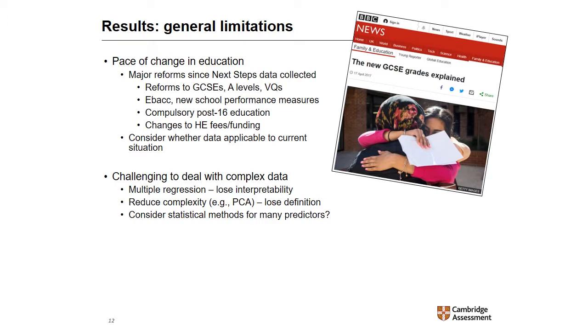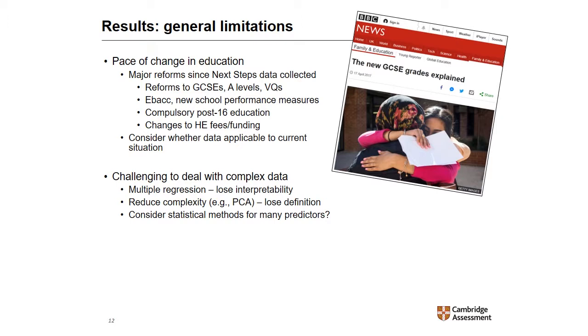Some people try and reduce the complexity by calculating an index or using something like principal components analysis to effectively reduce the dimensionality of the data. But again, we're going to lose some of the definition. So one way forward with this might be to consider the world of big data and look at statistical methods intended for many predictors.